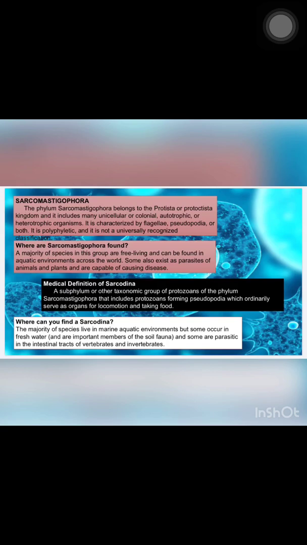So, where are Sarcomastigophora found? A majority of species in this group are free living and can be found in aquatic environments across the world. Some also exist as parasites of animals and plants and are capable of causing disease. The medical definition of Sarcodina: it is a subphylum or other taxonomic group of protozoans of the phylum Sarcomastigophora that includes protozoans forming pseudopodia, which ordinarily serve as organs for locomotion and taking food. So, where can you find a Sarcodina? The majority of species live in marine aquatic environments, but some occur in freshwater and are important members of the soil fauna, and some are parasitic in the intestinal tracts of vertebrates and invertebrates.